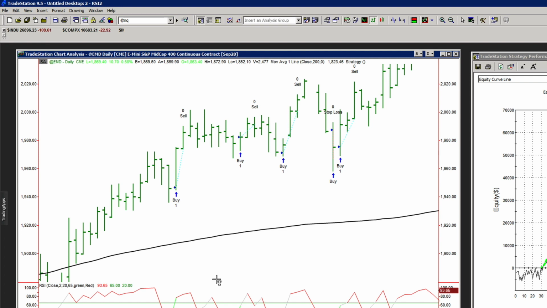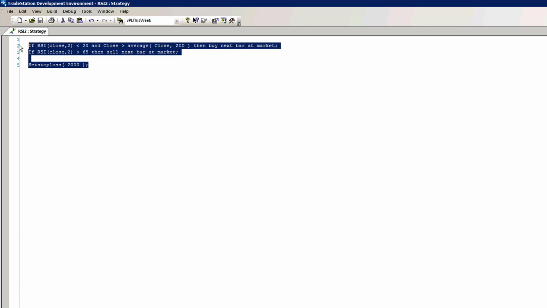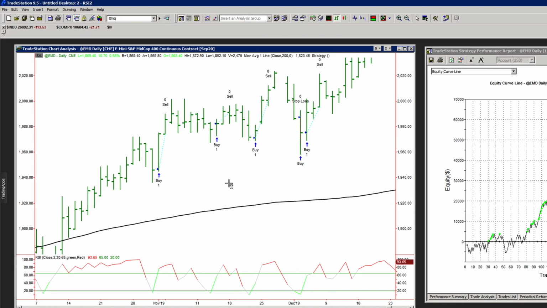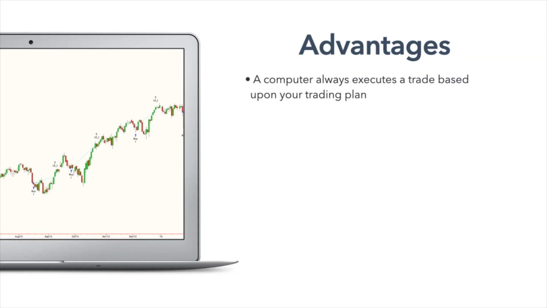All right, what we constructed was an algorithmic trading system, and that's what we have here. Everything is completely defined on when we enter and when we exit, including a stop loss. So we have this very simple EasyLanguage formula that executes trades on the market, generating these results. This is a great example of a simple quantitative strategy, and it's something that you can learn to do when you learn EasyLanguage. Let's take a look at some advantages to using algorithmic trading.